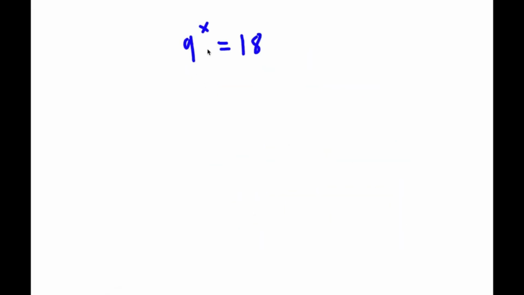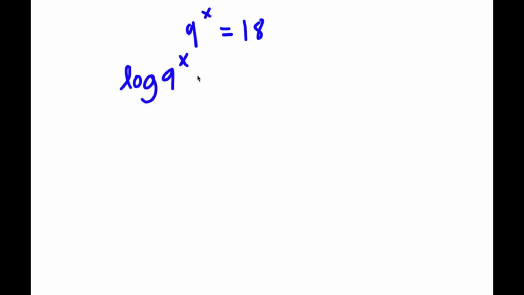So we have 9 to the power of x is equal to 18. Now, the first thing I'm going to do is take the log on both sides. So now I have log 9 to the power of x is equal to log 18.